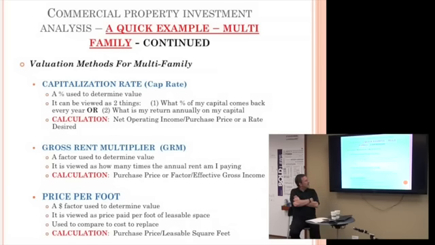times the income. So if the property's pulling in $10,000 in effective gross income every year, you're going to be paying $100,000 to $150,000 for that. How was that? I didn't get it. 10 times, 15 times that income. That's what you're going to pay. Okay. So that's just a gross rent multiplier.